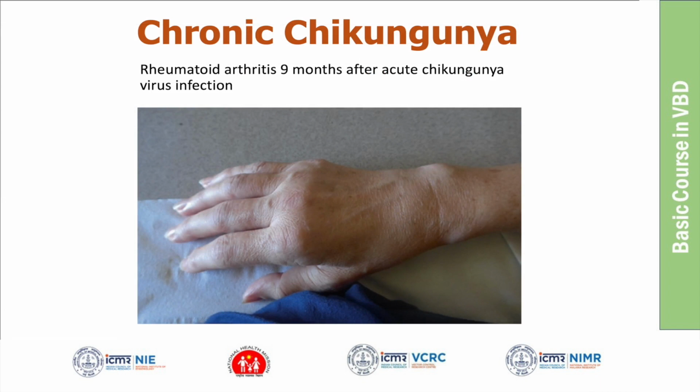Dengue is only an acute disease. There is no chronic complication. But when it comes to chikungunya, it can occur.